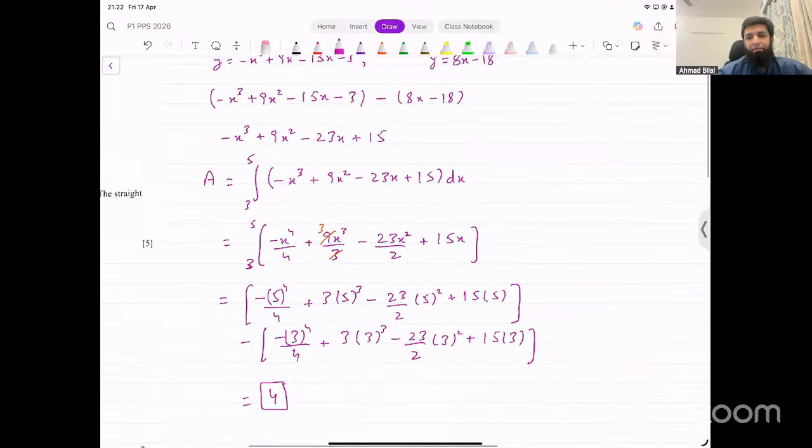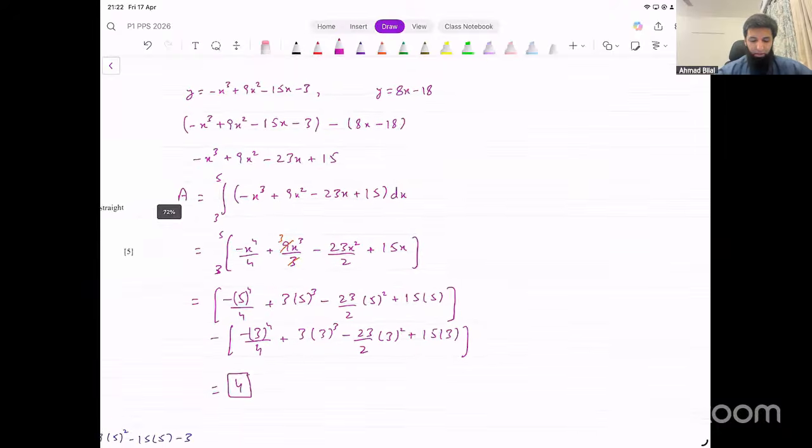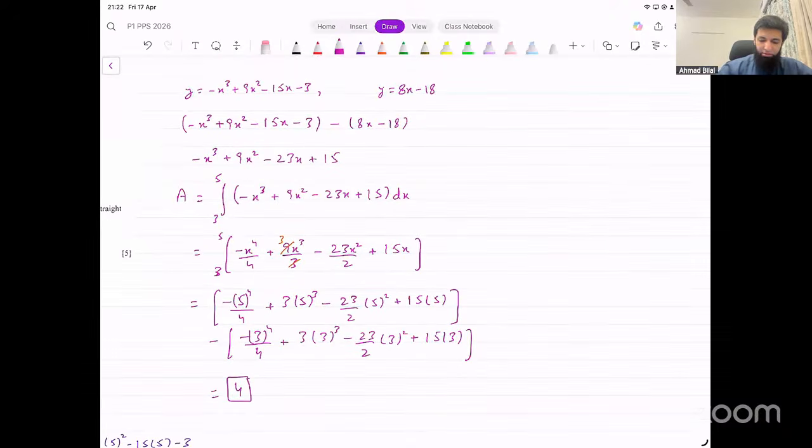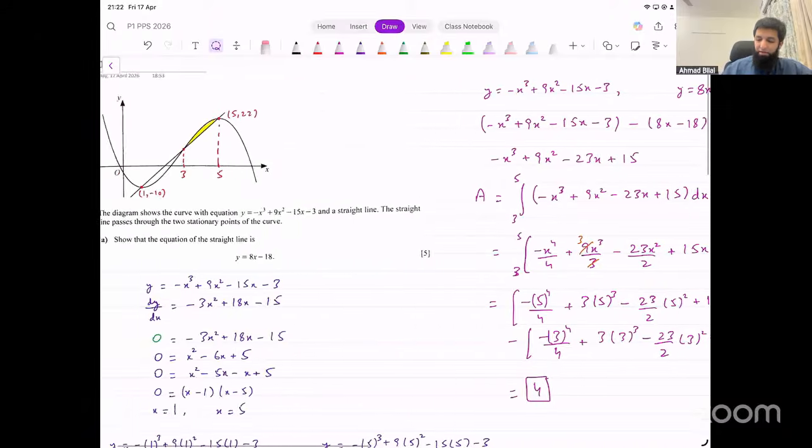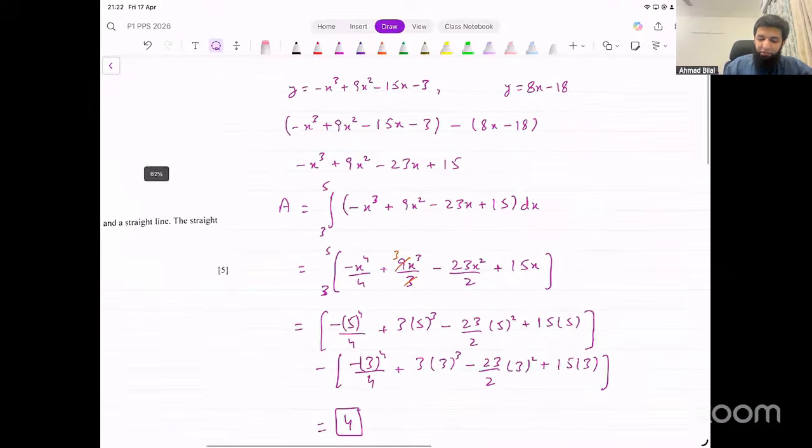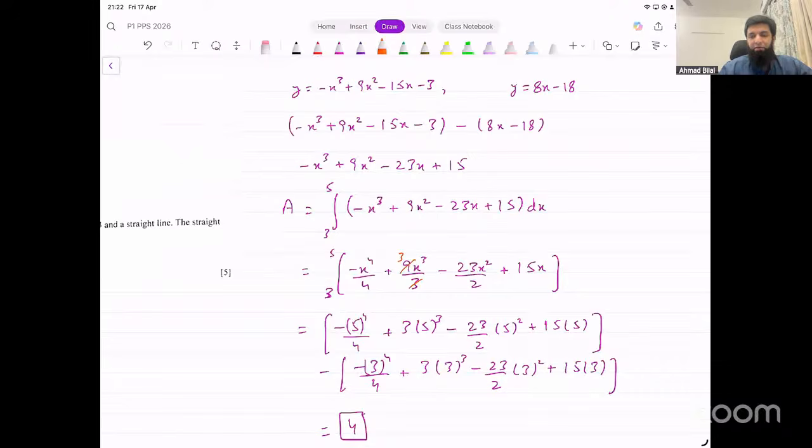Okay. Yeah, so we end up getting 4 from this. Recheck your calculation, and hopefully you'll find the mistake. Why are we subtracting the functions? You can do that separately as well, and that will work perfectly fine. There's no problem with that.